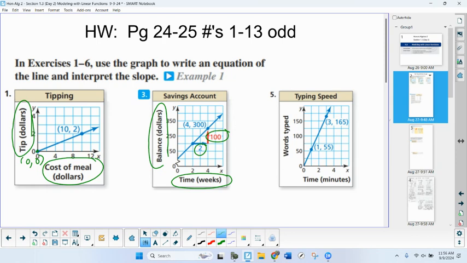this one, how many words you type per minute? How many words you type per minute? Questions on the first three? Next couple, or next one.